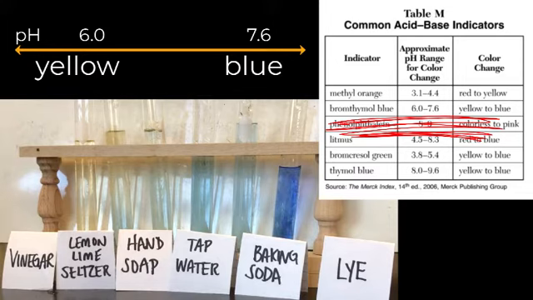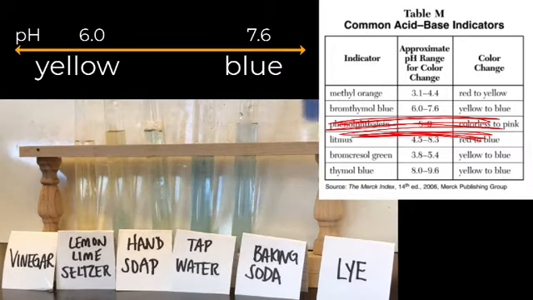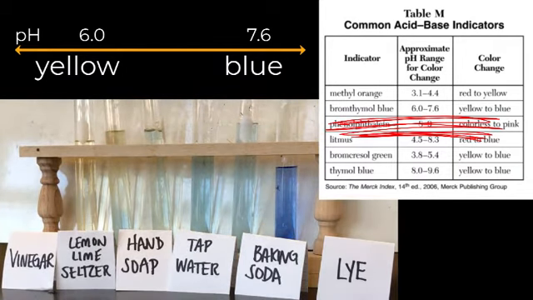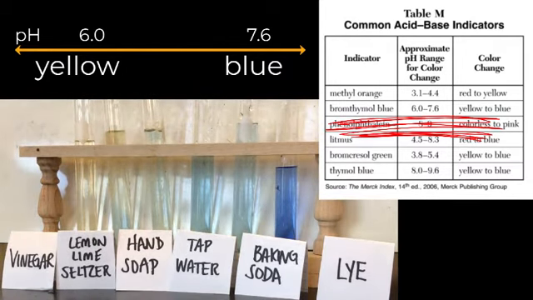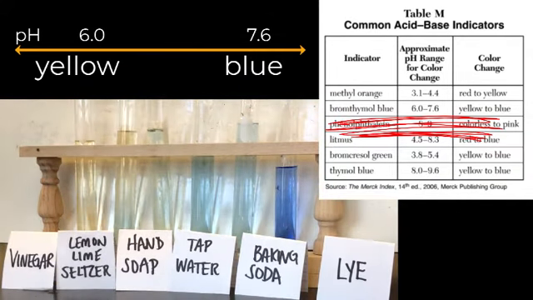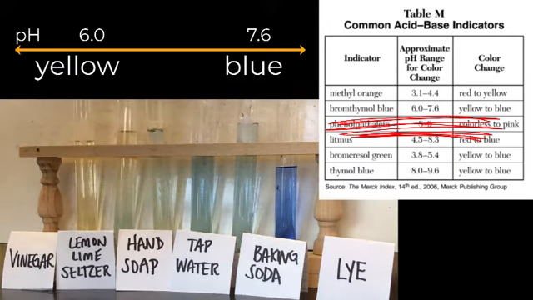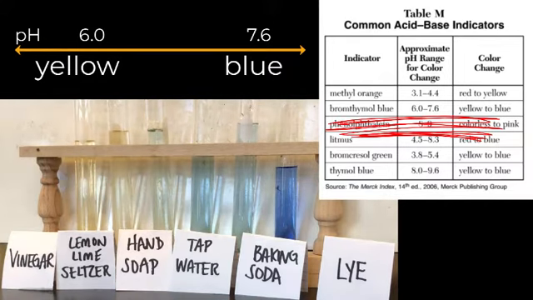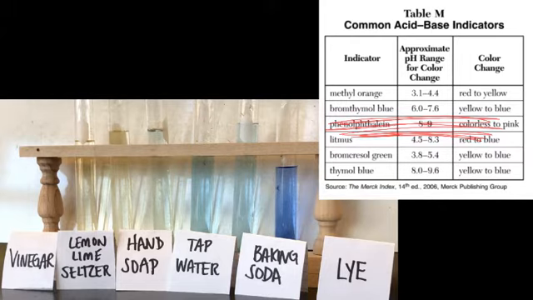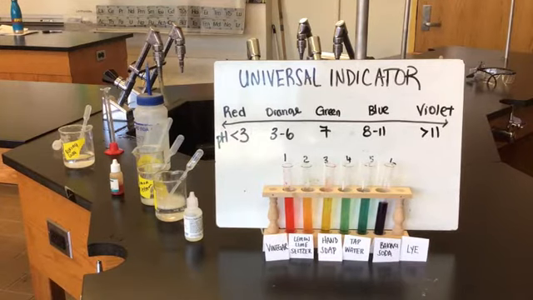So we can conclude from this spectrum that vinegar, which turned a pale yellow, has a pH of less than 6, and so does hand soap. And so does lemon lime seltzer, though they are closer to 6. That yellow color is taking longer to spread. Tap water seems to be more on the blue side, closer to 7, 7.6. And then baking soda is a little bit darker than water. Lye is the darkest, clearly has a pH of higher than 7.6. Let's continue through table M.